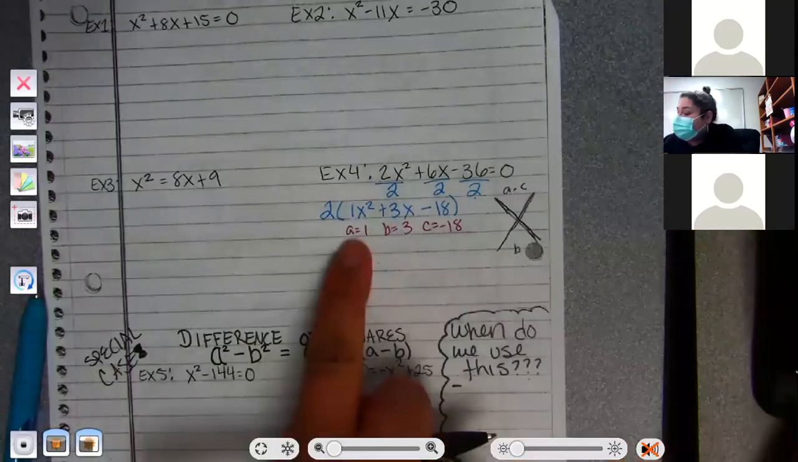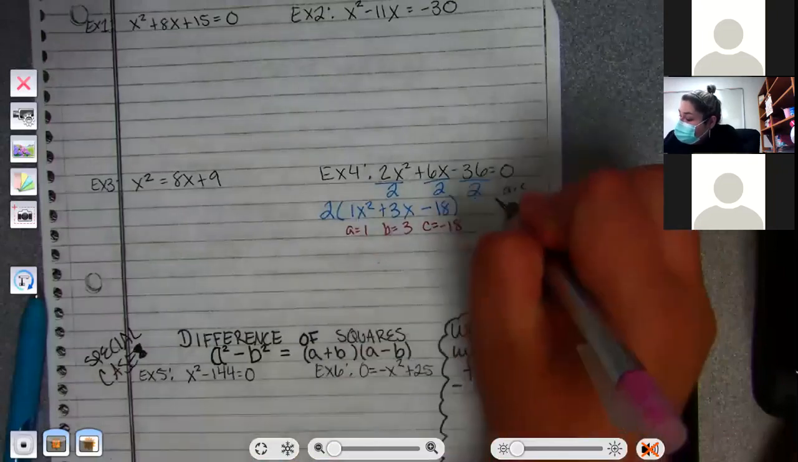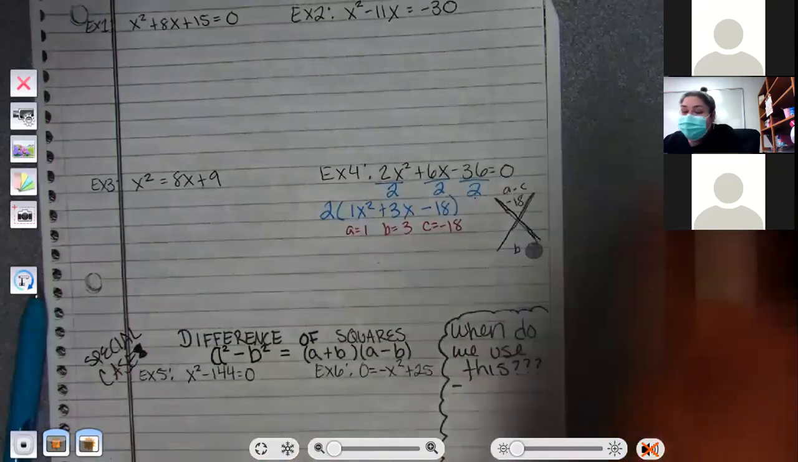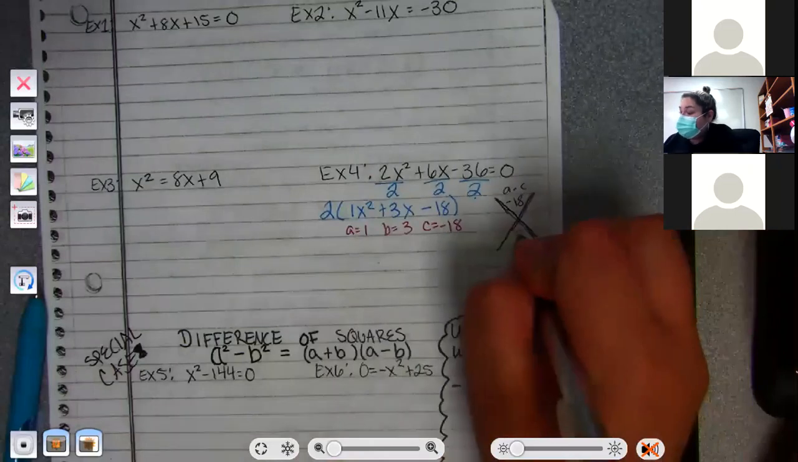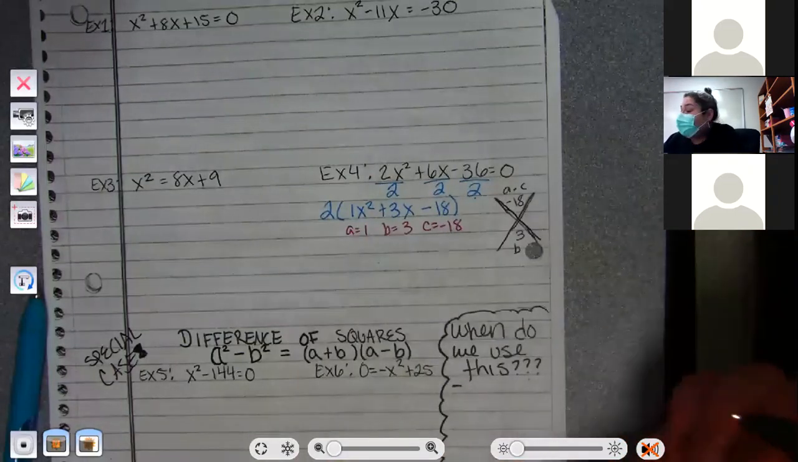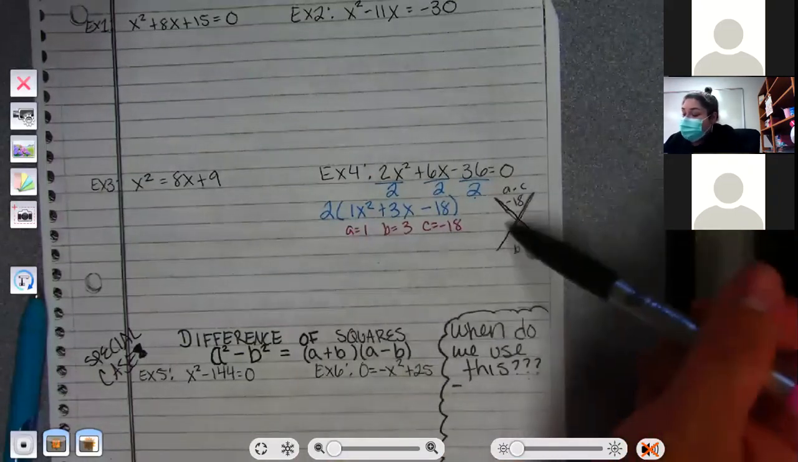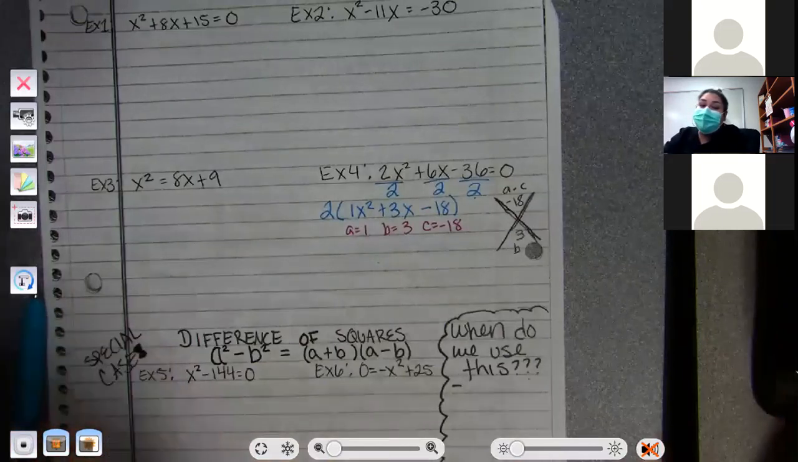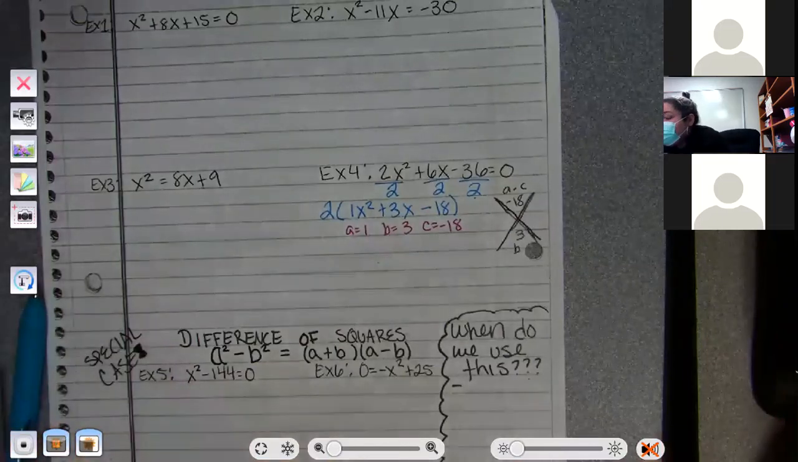A is 1, C is negative 18. So multiplying together, that's negative 18. B is a 3, so I'm going to put a positive 3. So here's where we have to find these numbers, right? What 2 numbers are going to multiply to negative 18 and add up to a positive 3?